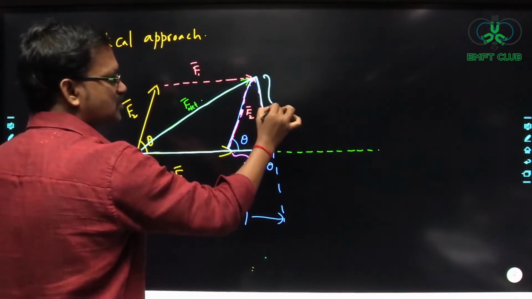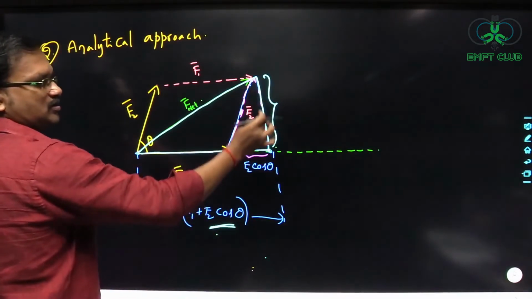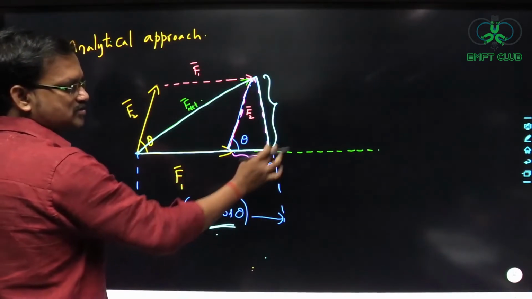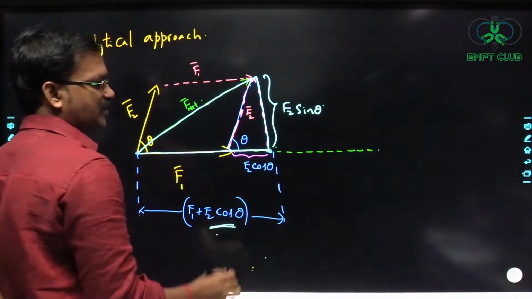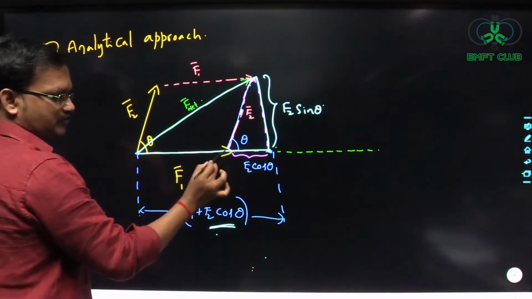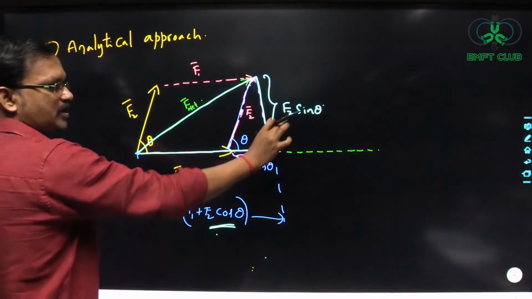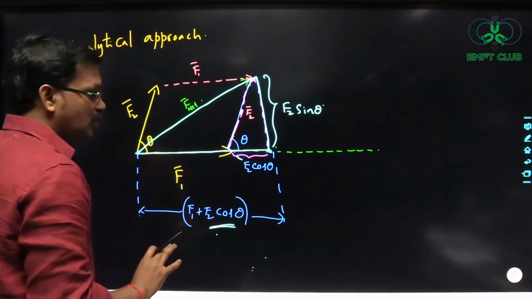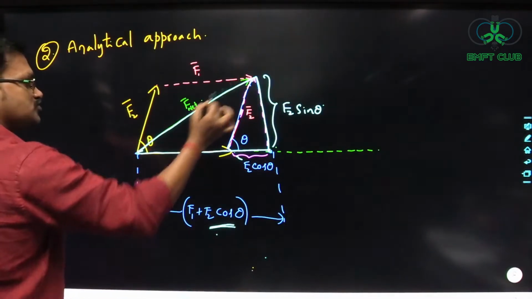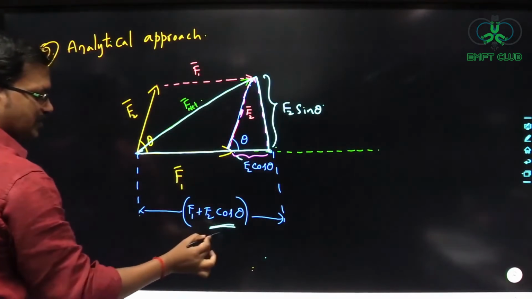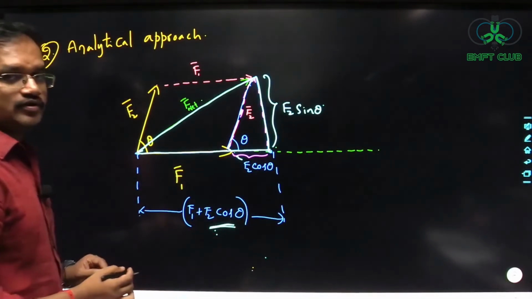And what is this opposite side here? This is nothing but F2 sin theta. Yes or no? From this small right angle triangle, the hypotenuse is F2, and so this opposite side will be F2 sin theta. Understood? Now for this bigger right angle triangle, the hypotenuse side is F net, the adjacent side is F1 plus F2 cos theta, and the opposite side is F2 sin theta.